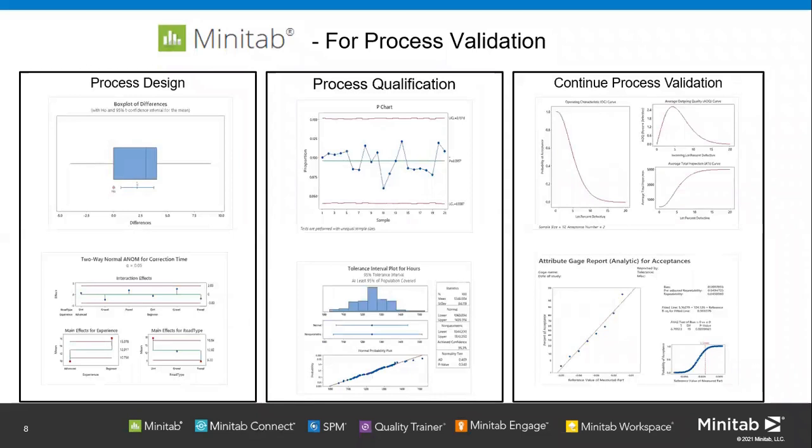For process validation also, we know there are three stages of the validation process: process design, process qualification, and continued process verification. All of these are available in Minitab Statistical Software, just under different menu buttons.